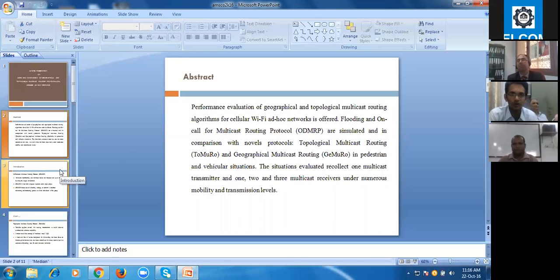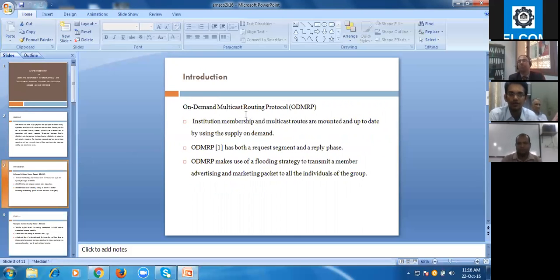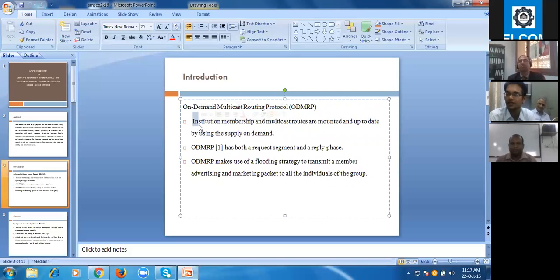Continuing my introduction, what is an on-demand multicast routing protocol? It is the protocol used for multicasting routing when we need to transfer data or some information within that network. When a sender wants to send data, at that time the routing table is maintained. The benefit of these on-demand routing protocols is that the payload of the network becomes minimum, so minimum congestion arises in the network.